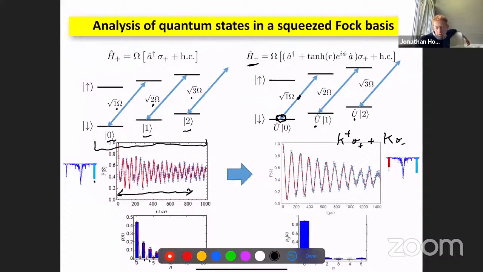And so looking at the population distribution in the squeezed basis, what you see is that we have a high population in the ground state and we have a small contribution from other frequency components. And this immediately allows us to tell you what the fidelity with which we can create the squeezed state was.